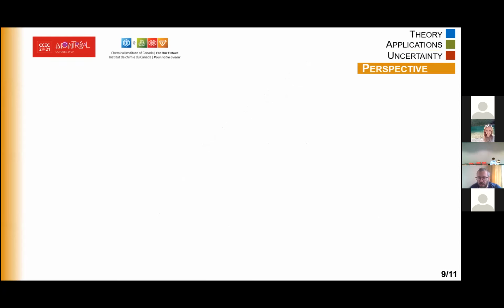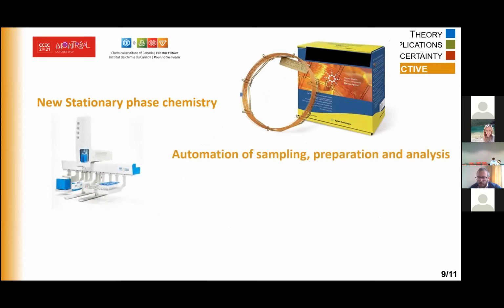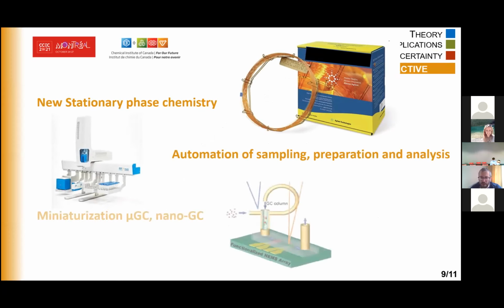The future of GC is bright. Research is active on the synthesis and testing of new stationary phases to improve the quality of complex analysis. Automation eases sample preparation and analysis, reducing errors and cost. And finally, miniaturization, which has made GC on a chip possible, will permit the injection of way smaller samples.